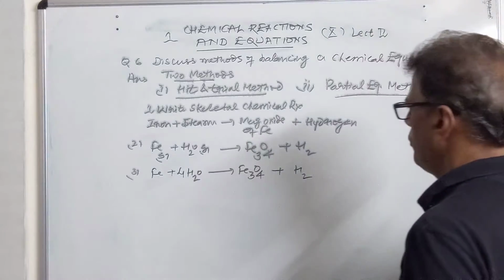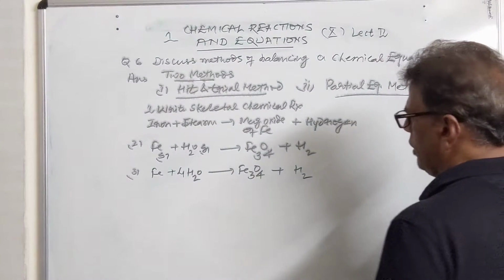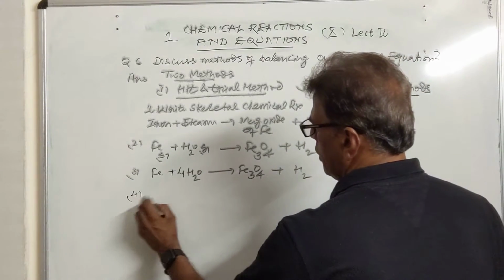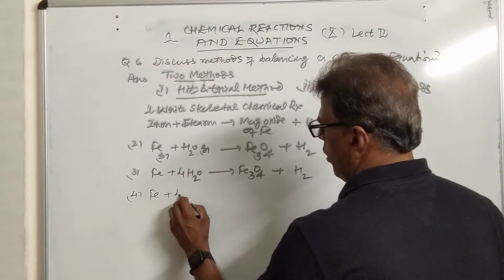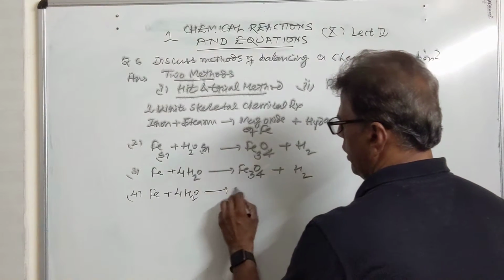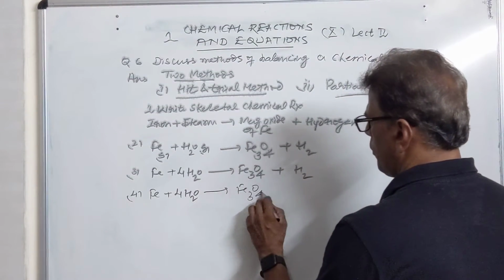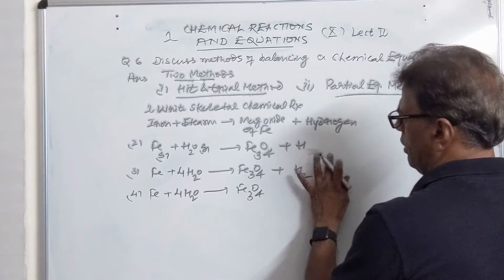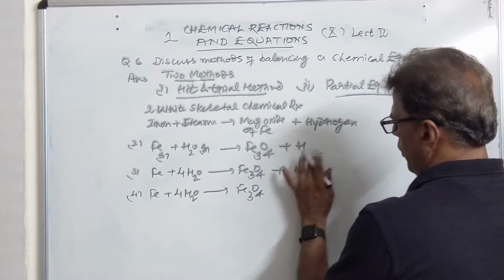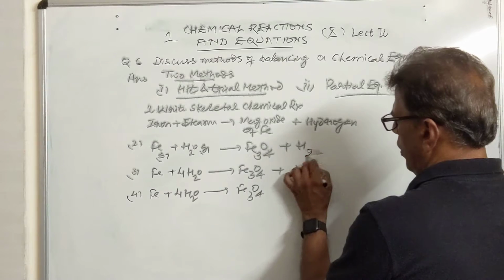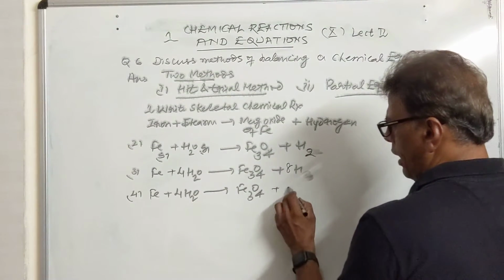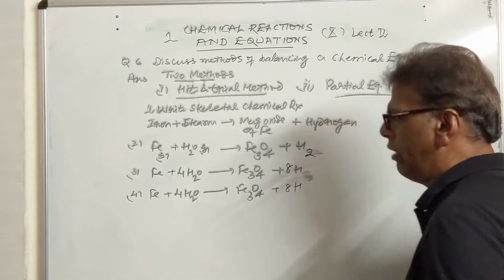And secondly, we make this equation in the atomic state. So first of all, we can now write it in the atomic state. Here in this step, we do it in the atomic state. Now we complete that. We are having 8 hydrogen here.